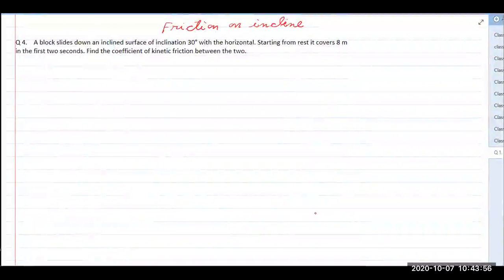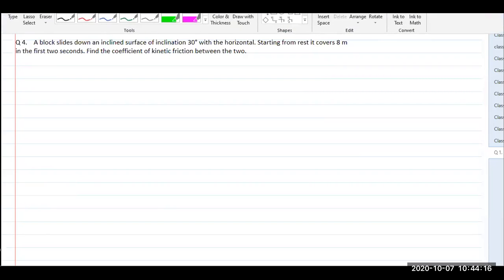Come to the next question. If we consider the inclined plane and the motion of an object, the question is: a block slides down an inclined surface of inclination 30 degrees with the horizontal. Starting from rest, it covers 8 meters in the first 2 seconds. Find the coefficient of kinetic friction between the two. Okay, so how to solve it?